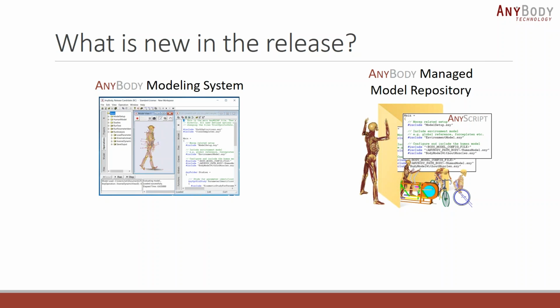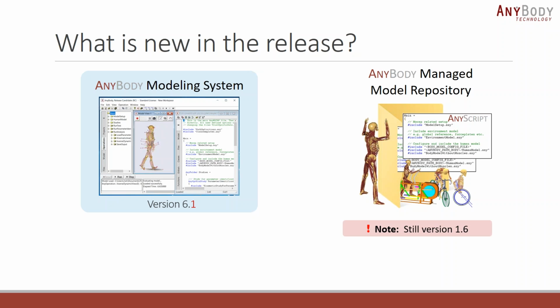So this brings us to the actual content of this talk. What's new in the release? We already talked about these two entities here, the AnyBody Modeling System and the AnyBody Managed Model Repository. The thing that is updated in this release 6.1 is the AnyBody Modeling System. The AnyBody Managed Model Repository is still version 1.6, as you know. We're going to release a new version of this, but it will come later this year.